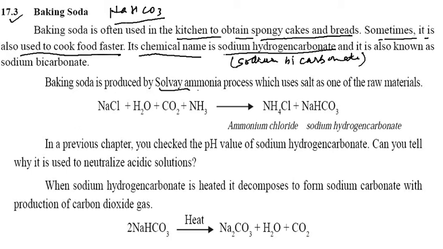Sodium bicarbonate. So baking soda is produced by the Solvay ammonia process. You can remember this method, the Solvay ammonia process, in which salt is used as one of the raw materials. Sodium chloride, water, carbon dioxide and ammonia all react together and form ammonium chloride and sodium bicarbonate, also called sodium hydrogen carbonate.